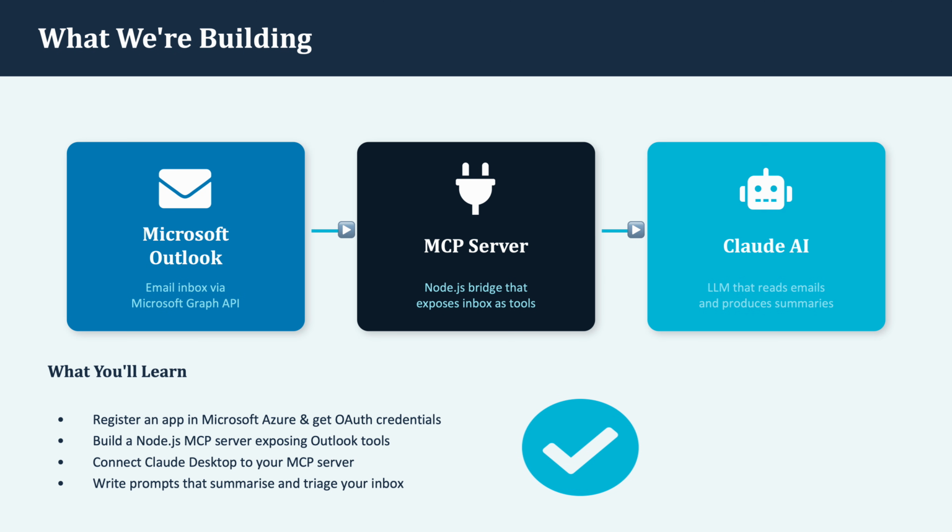Claude Desktop, which is the app you install on your Mac or Windows machine, connects to our MCP server and gains the ability to call 2 tools we'll define: list_emails, which fetches recent messages from your inbox, and get_email, which retrieves the full body of any individual email. When you type a prompt into Claude like, "Summarize my inbox," Claude decides which tools to call, reads the responses, and writes you a clean natural language summary. You never have to write the parsing logic yourself. Claude handles all of that. Over the next slides, we'll build each layer. Let's start with the Azure setup.